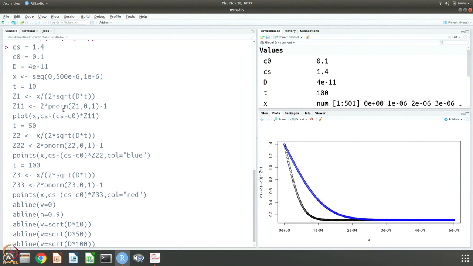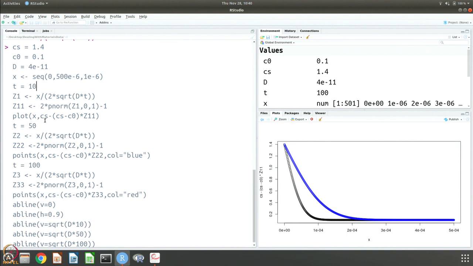From that parameter, for the given x and t, we can find the solution. And x is a sequence, so it goes from 0 to 0.5 millimeter. And then for time t equal to 10 seconds, for example, we are getting the solution from the parameter, and we are going to plot.